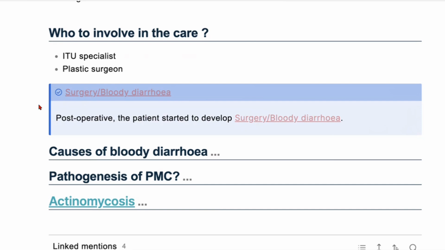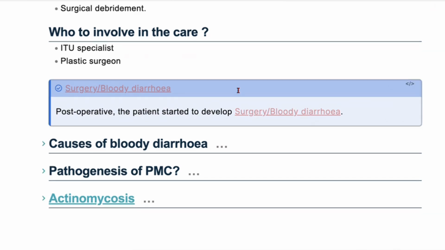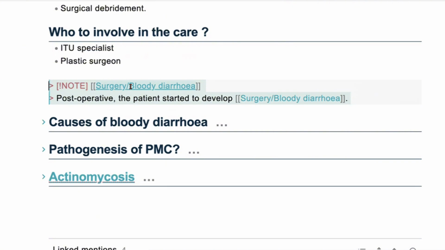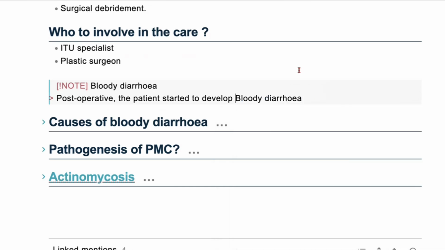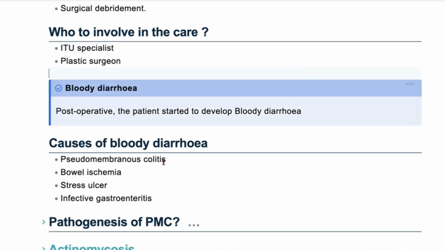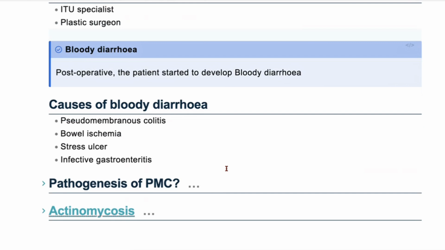So the differential diagnosis for bloody diarrhea in this patient post-operatively would be C. diff, likely due to the intravenous antibiotics, bowel ischemia, pseudomembranous colitis, potentially a stress ulcer, and infective hospital-acquired enteritis, gastroenteritis. Yeah. So C. diff will be obviously the top of your list, and pseudomembranous colitis, bowel ischemia, stress ulcer, etc. But obviously, pseudomembranous colitis is the top of your list.